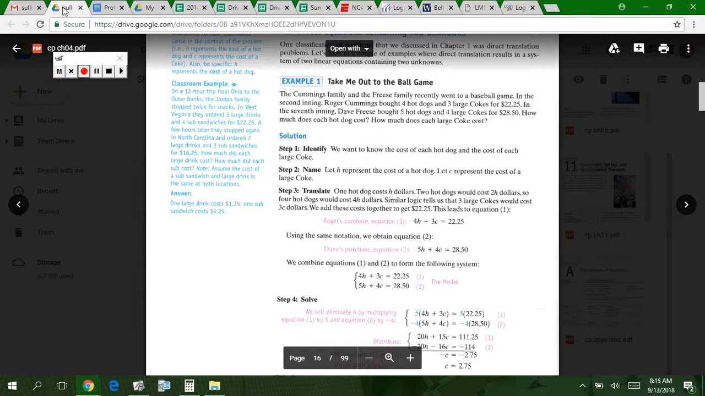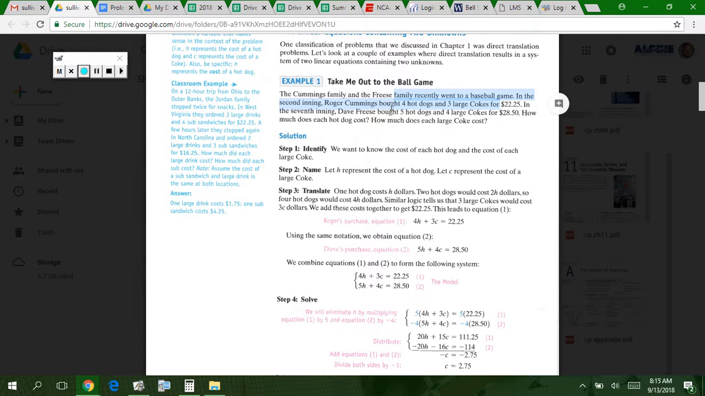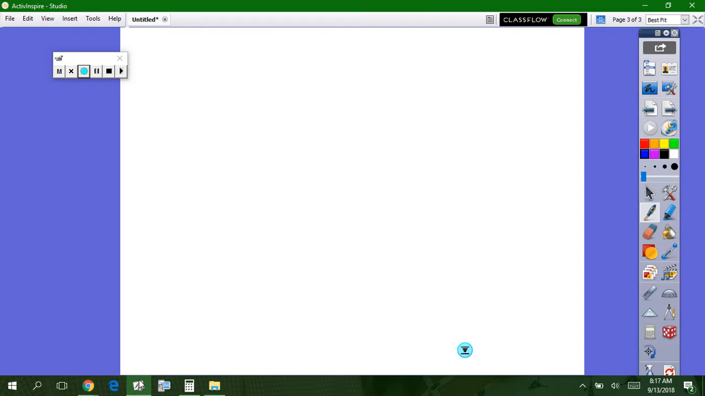All right, so what are our variables here? Hot dogs and Cokes, right? Because that's what we're looking for, right? We have 2 different people buying the same product, but it comes out different because obviously they're buying different amounts. Right? Okay, so once again, 4 hot dogs, 3 Cokes, and 5 hot dogs, 4 Cokes.